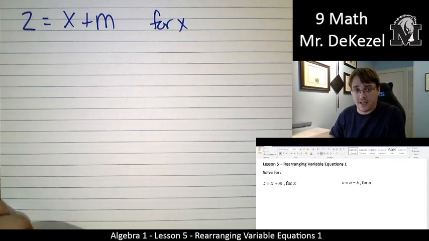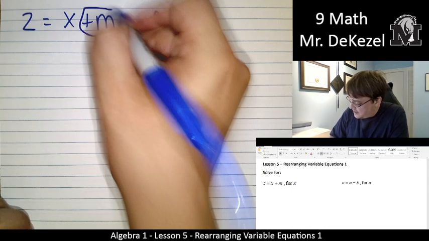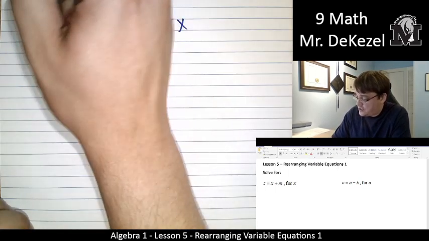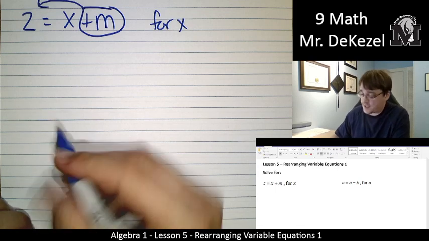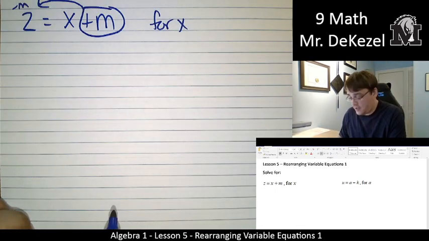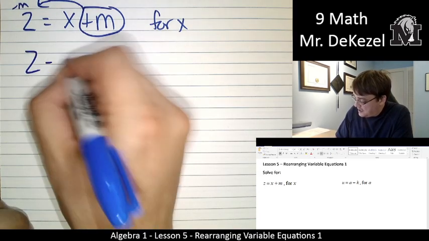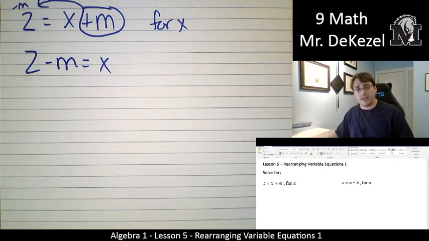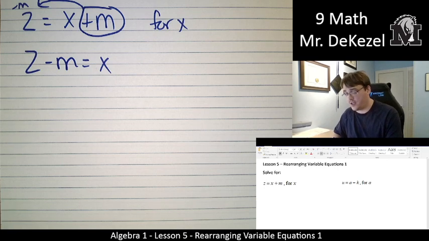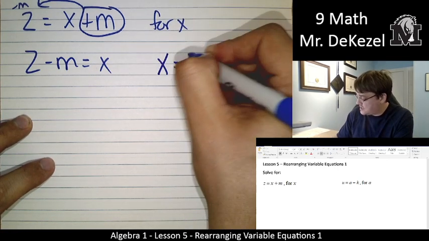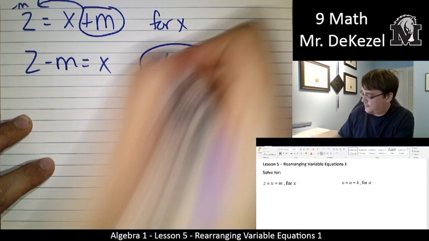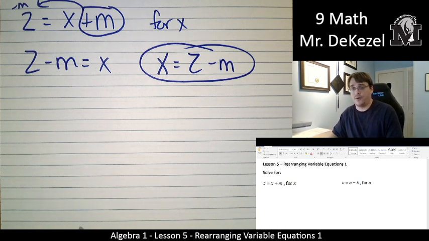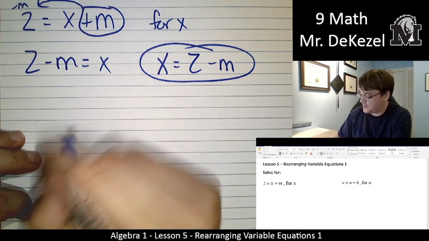If I want to get x all by itself, I gotta move the m. So this is the m. It is a positive m, just like if we had a number, like a positive 5. We can move it over to the other side of the equation. And when we move it over, it flips its sign. This would be a negative m on this side. So if we move it over, we would be left with z minus m is equal to x. And now we have x all by itself. We have solved for x. I just want to write it so that x is on the left. That is very common. So x is equal to z minus m. When we flip it over, nothing changes, just the sides flip over. So we're going to be solving for variables, the specific variables that it asks for.